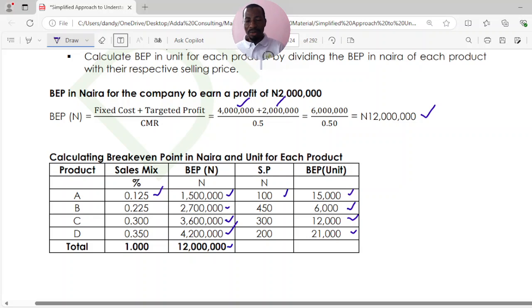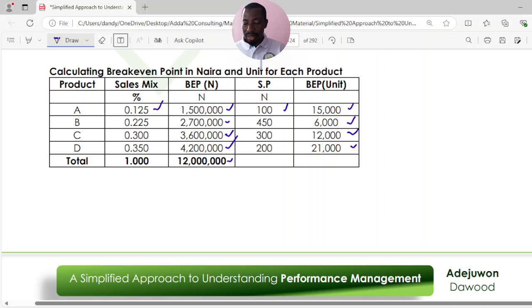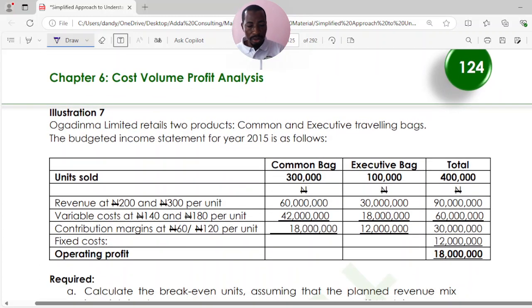This is what the examiner wants you to do. That is the end of the question. So at this point, let's have one more illustration before we call it a day.